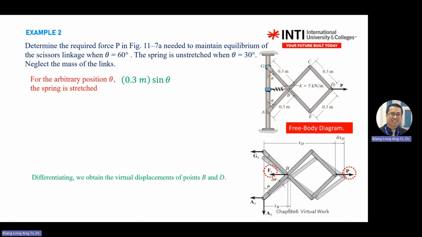Okay. So at arbitrary position theta, the spring is stretched. This one is just a derivation of the distance stretched by the spring. 0.3 sine theta is this distance, stretched from 30 to 60. At first you just derive the equation. So sine theta minus 30 original means the distance traveled between the end angle and the early angle.